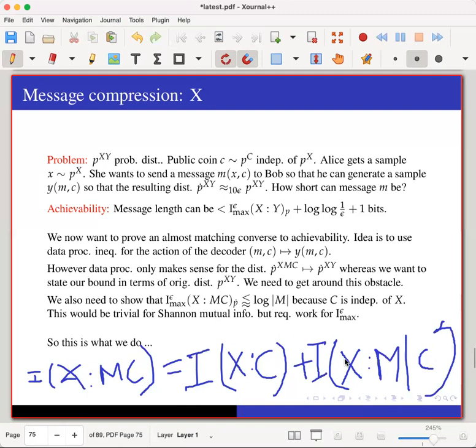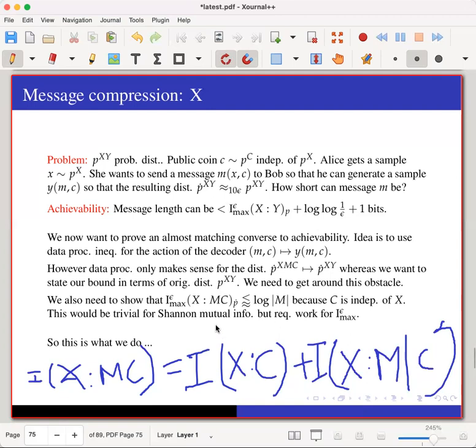So I have something like this, right? Because C is independent of X, this term is 0. And here, no matter how I condition on capital C equal to small c, the public coin, this is upper bounded by log n because the message is on log n bits. So this shows that this quantity is less than or equal to log n.